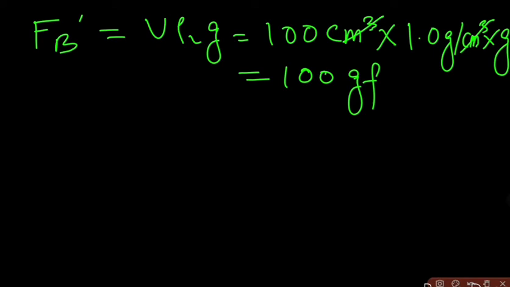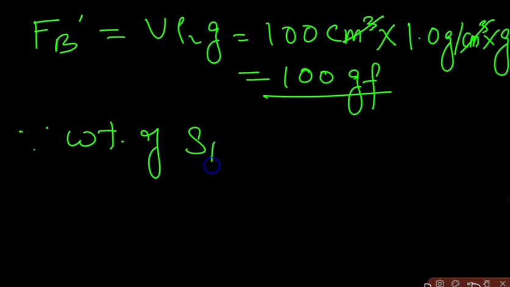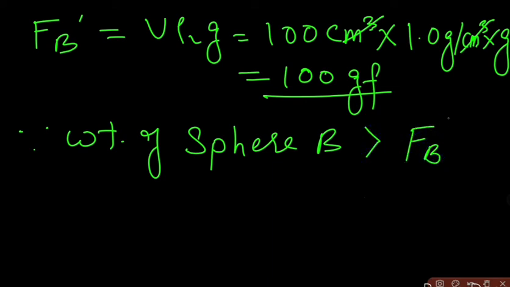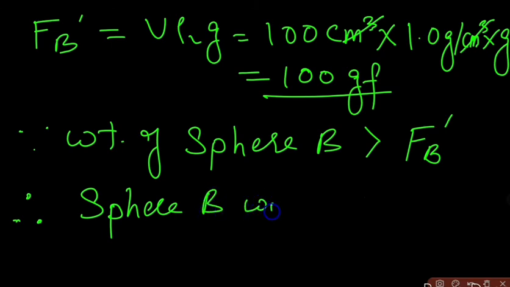Now as you can see, the weight was 890 gram force, but the upthrust is just 100 gram force. Since the weight of sphere B is more than the upthrust on sphere B, therefore sphere B will sink. I hope you understood number 5.